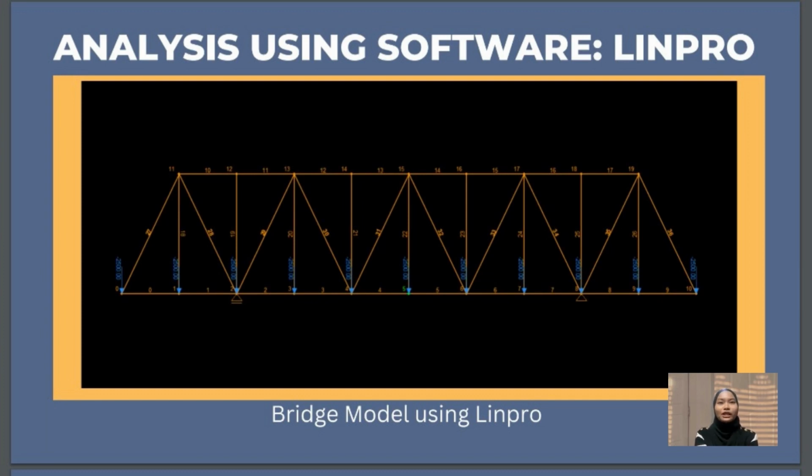So in this part, I would like to share with you the analysis in determining the internal forces and deflection of the truss using software which is LinPro. The software was used to analyze the proposed bridge. In the LinPro software, the truss is modeled as the Warren truss as shown in the figure below. We have used point load with the average cargo weight of a train, which is 2,500 kN.